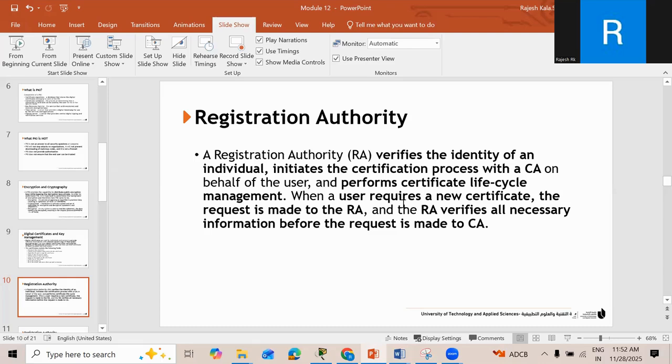So whenever a user requires a certificate, they make a request to the RA, the registration authority. The registration authority verifies the details. If it is an authenticated user, a perfect or verified user, then the registration authority will make a request to the certificate authority. This is what is happening here.